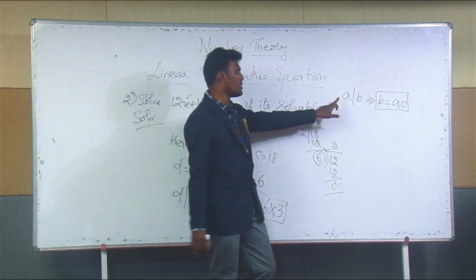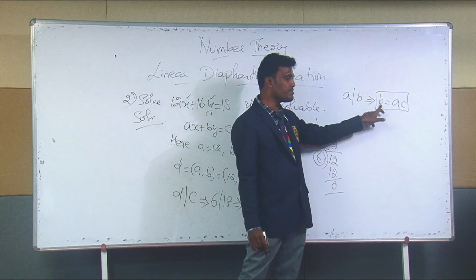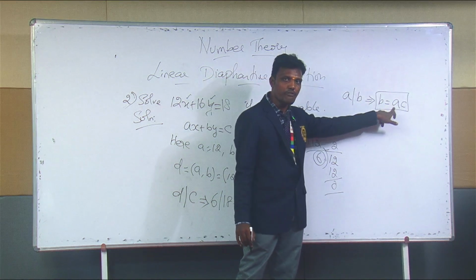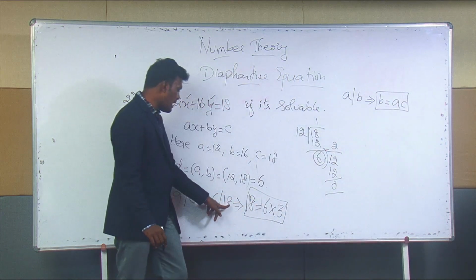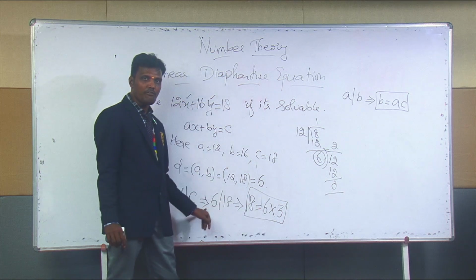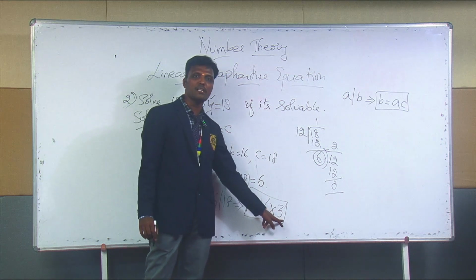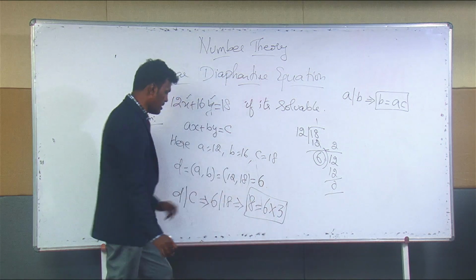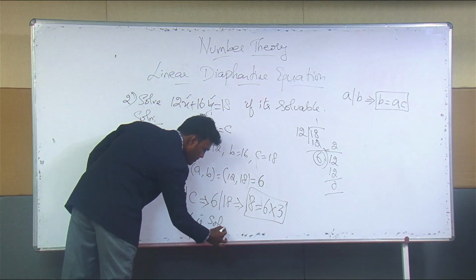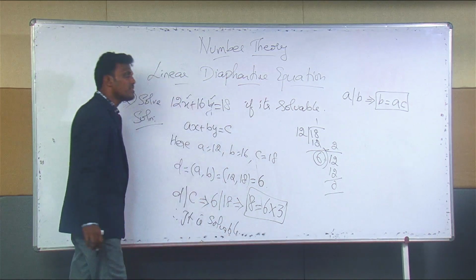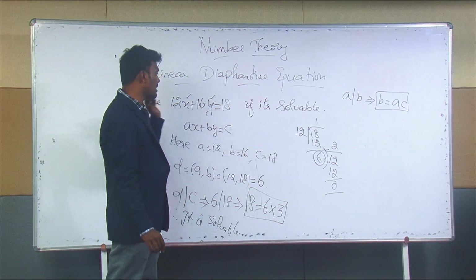According to the divisibility concept, if A divides B, what happens? The second term can be expressed as the first term into some other integer C. Similarly, 18 can be expressed as the first term into some other integer. So it is solvable. Therefore, the solution exists for this linear Diophantine equation.